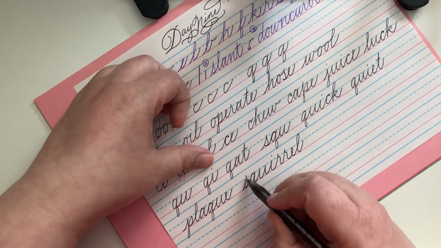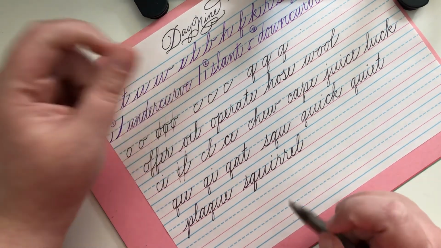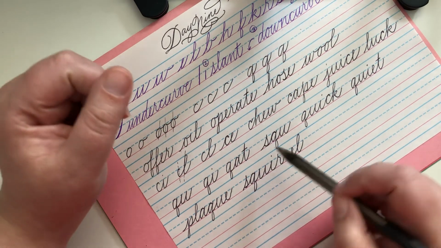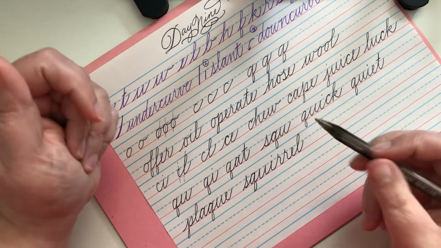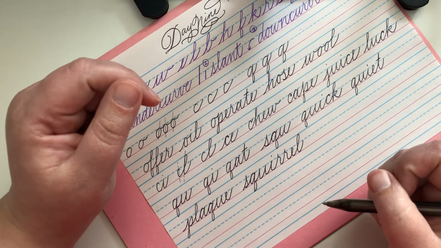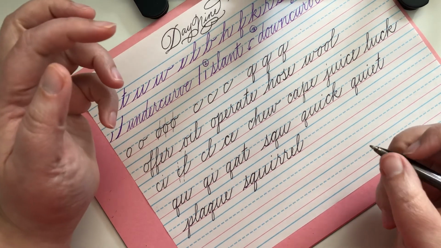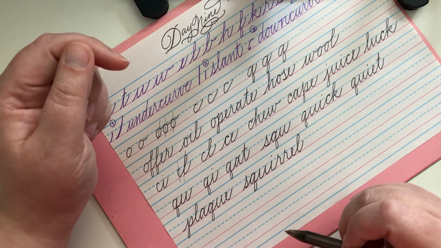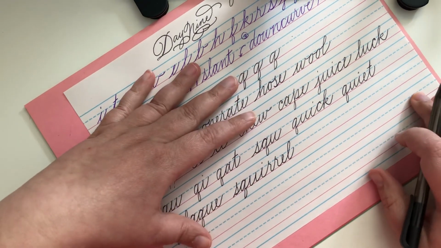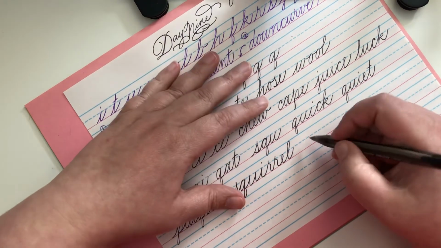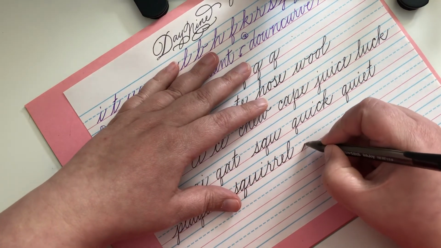Now remember how my S's and my R's and sometimes my P go above the midline? That's because I learned and practiced a different lettering style first, and I like the way that looks. I think it makes it look more legible, and so I keep it. How about squirt?